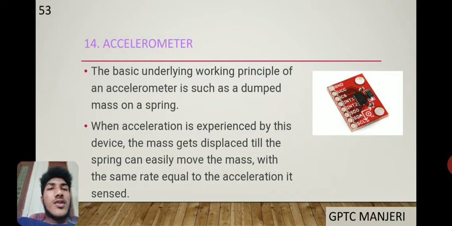Next we are going to discuss the accelerometer. The basic underlying working principle of an accelerometer is such as a damped mass on a spring. When acceleration is experienced by this device, the mass gets displaced until the spring can move the mass at the same rate as the acceleration.